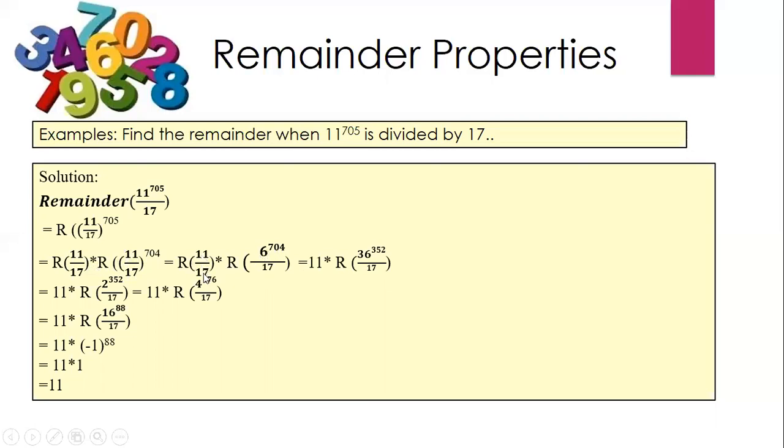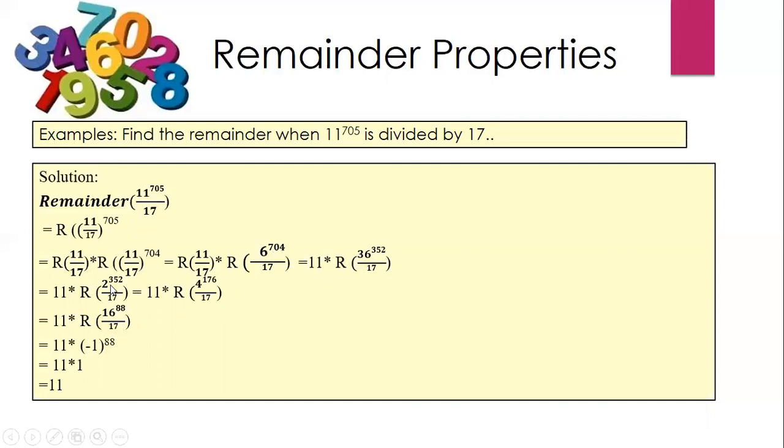So the remainder of 11 by 17 into the remainder of 6 power 704 when divided by 17. The remainder of 11 by 17 is 11. The remainder of 6 power 704 by 17, I can write as 36 power 352 because 6 square is 36. So we need to divide the power by 2 to bring 36 here. The remainder of 36 power 352 when divided by 17: 36 divided by 17 gives remainder 2. So 2 power 352 divided by 17. We cannot leave the power as it is.